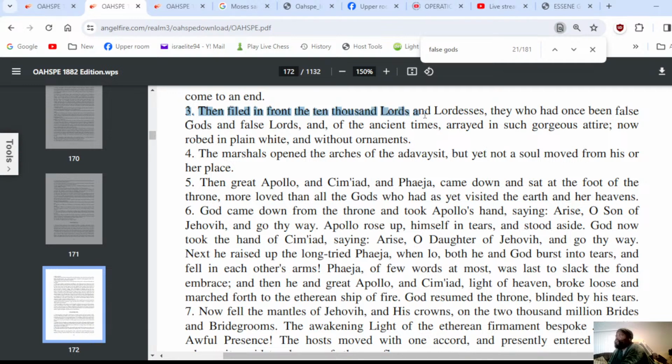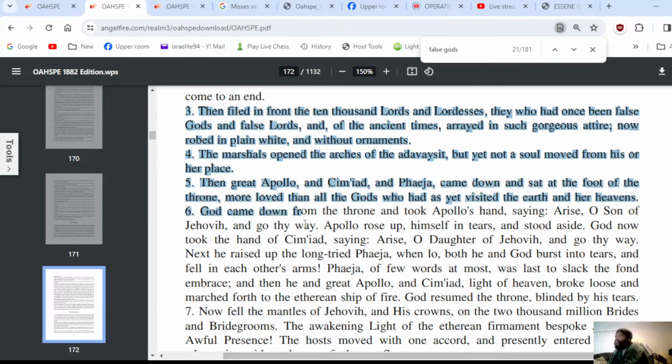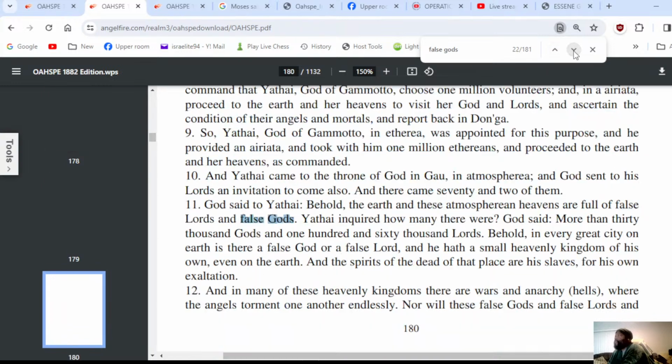Then filed in the room the 10,000 lords and lordesses. They had once been false gods and false lords of the ancient times, arrayed in such gorgeous attire, now robed in plain white without ornaments. Marshals opened the arches of the Edivasit, but yet not a soul moved from his or her place. Then the great Apollo.